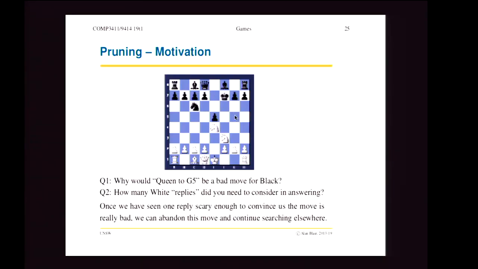Now, the important thing to note here is, in order to tell that that's a really bad move, you only had to find one good reply.